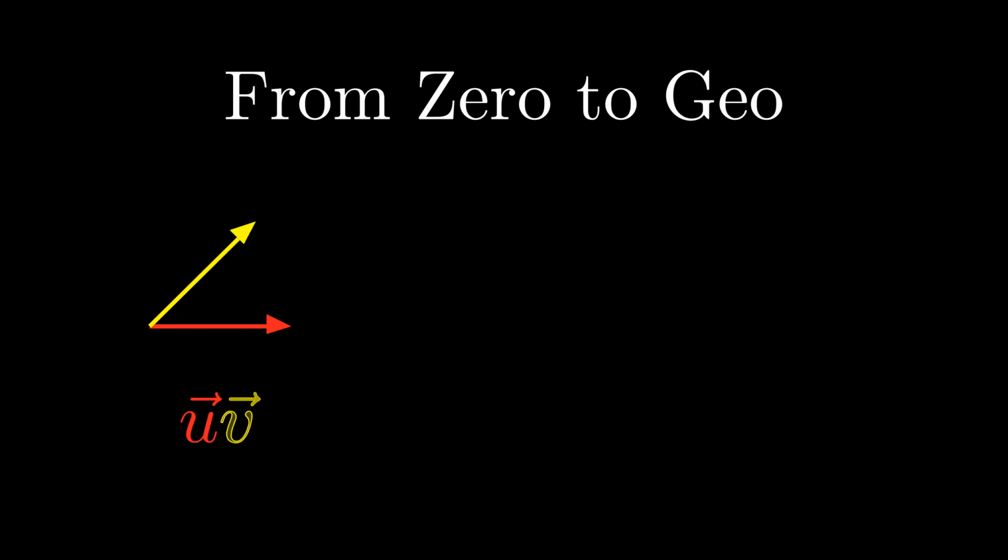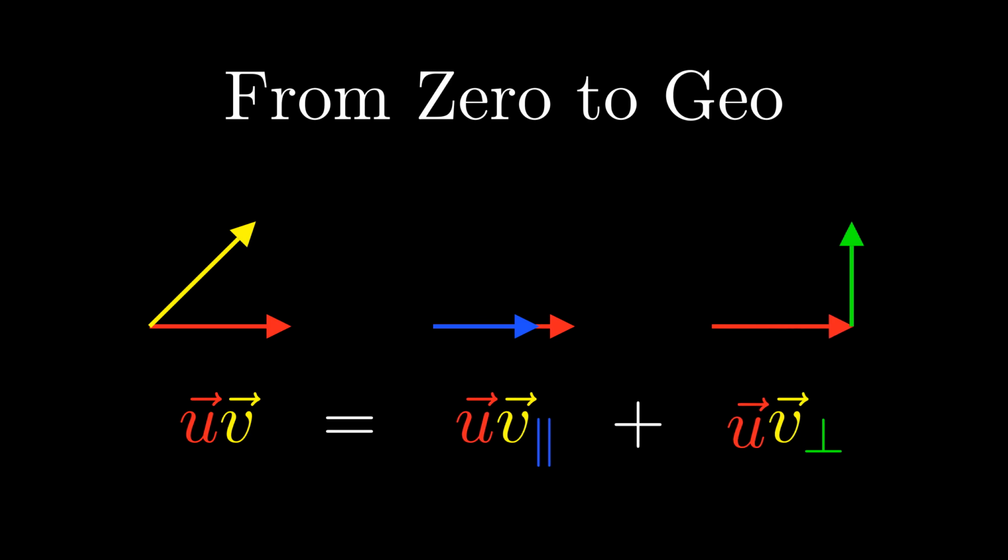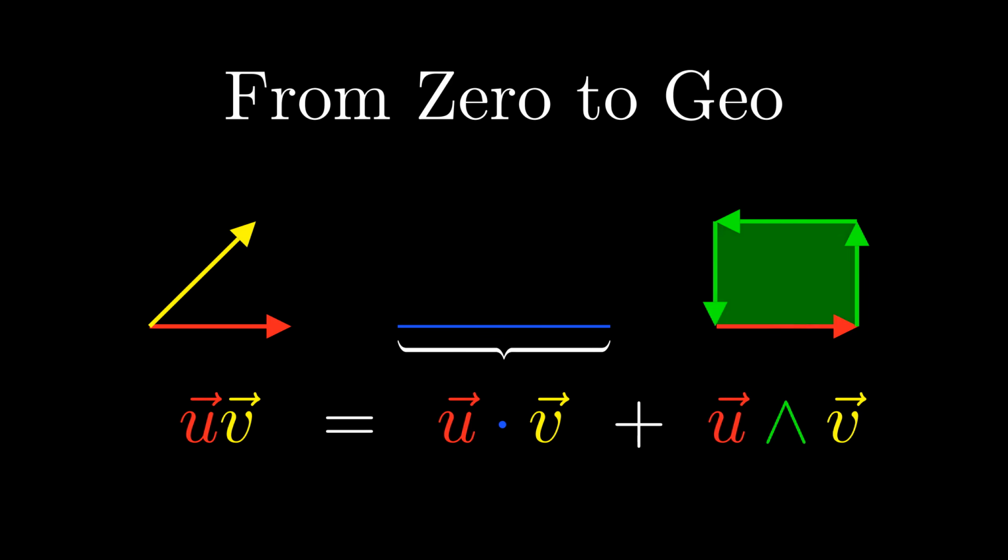This video is a part of From Zero to Geo, a series where we formulate geometric algebra, an incredibly powerful branch of mathematics, from the ground up. So how can we describe an entire space with only a few vectors?